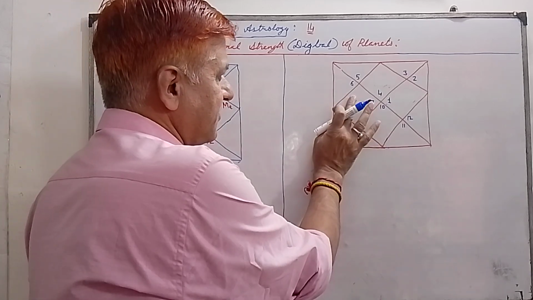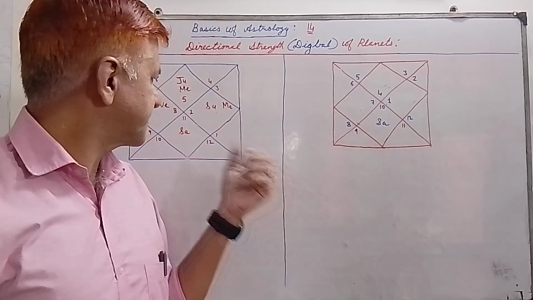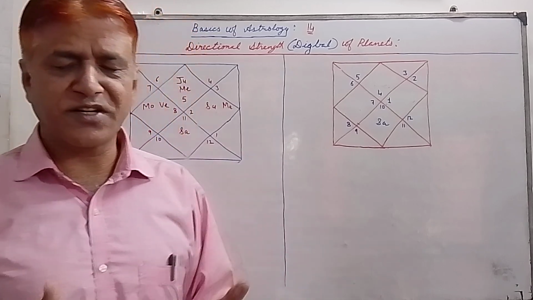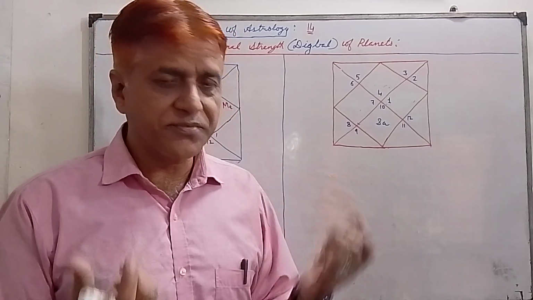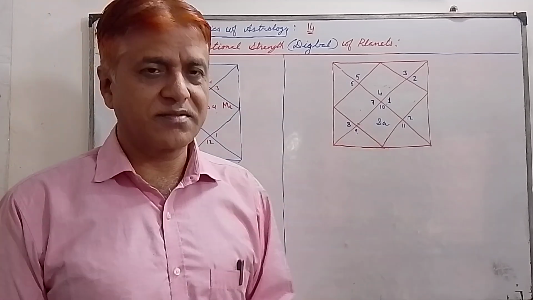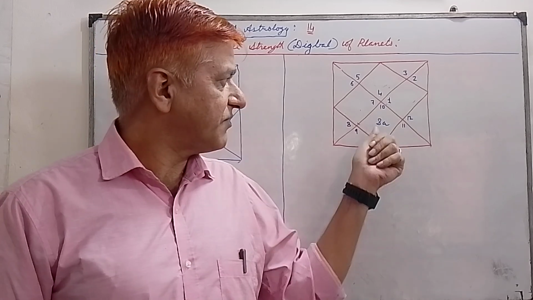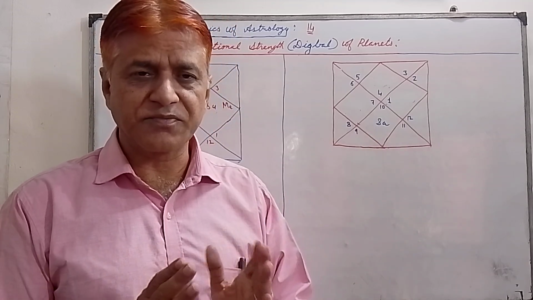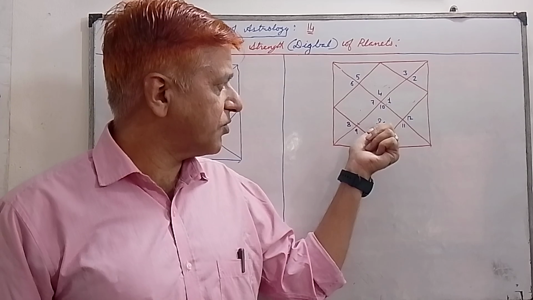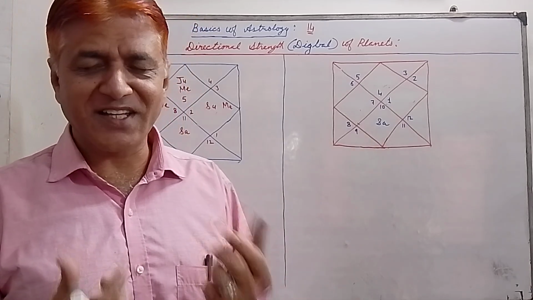After that, finally we have Saturn. Saturn gets directional strength in 7th house. Saturn signifies hard work, discipline, and a go-getter personality. So the person whose Saturn is placed in 7th house will be very hardworking. He will be a very disciplined personality, and he will be a go-getter. So these are the characteristics of the individual whose Saturn is placed in 7th house, because Saturn gets directional strength in 7th house.